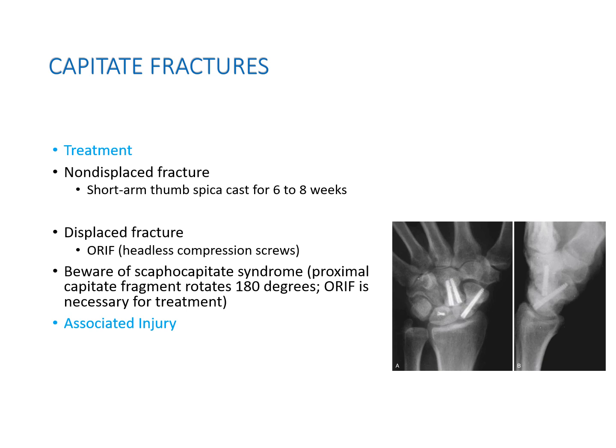Non-displaced capitate fractures can be managed with a short arm thumb spica cast for 6 to 8 weeks. If the fracture is displaced or associated with a perilunate fracture dislocation, headless screws can be used. And we have to be especially aware of 180 degrees rotation of the proximal pole.